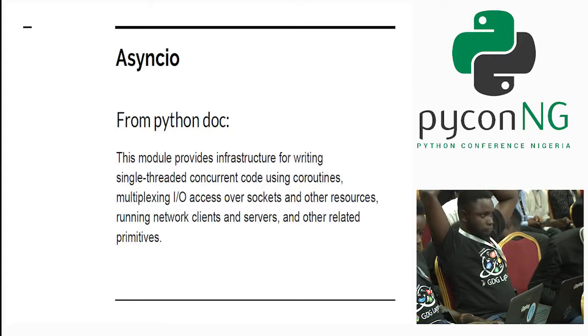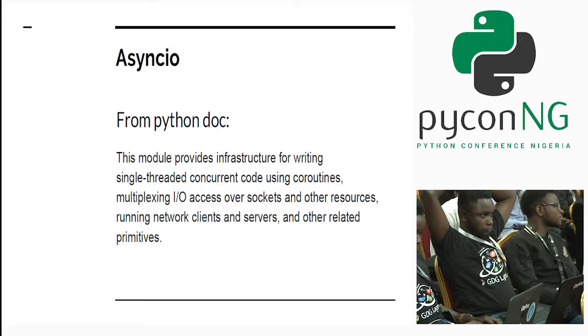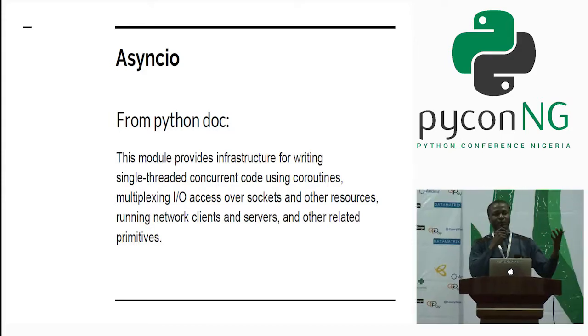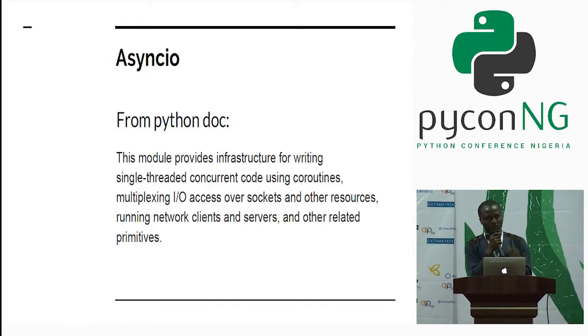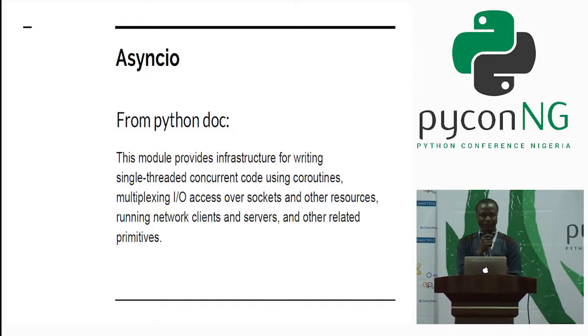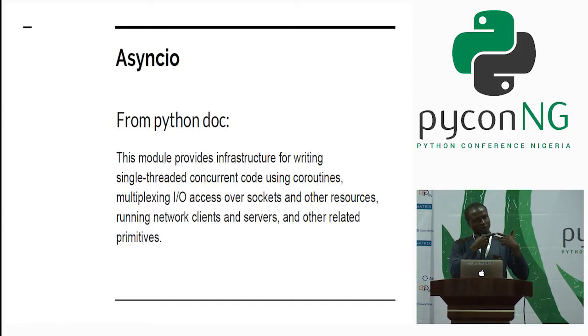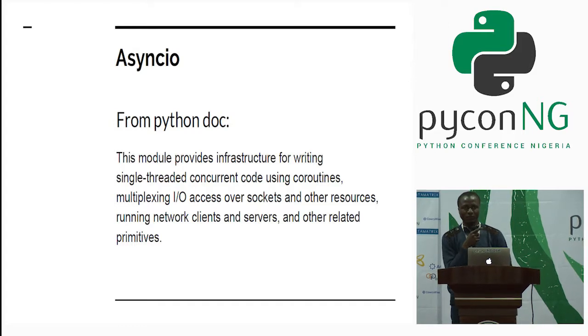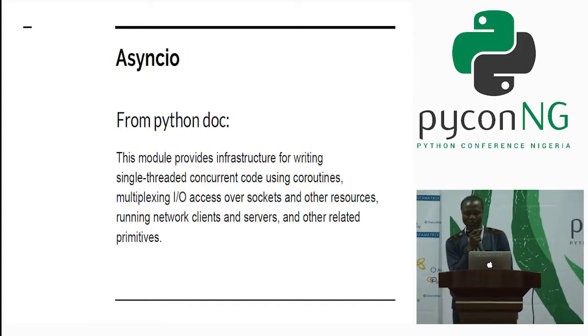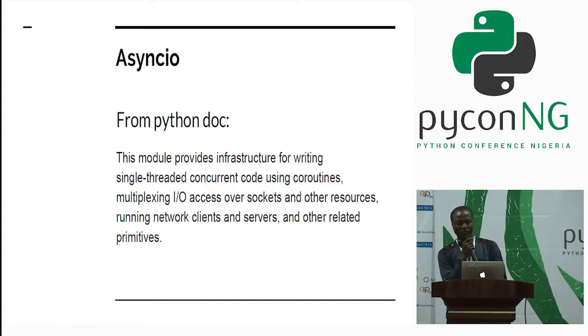So what does asyncio do? It's a module, as I said, part of the standard library. It provides infrastructure for writing single-threaded, concurrent code using coroutines, multiplexing I/O, accessing sockets and other resources, and running network clients and servers and other related primitives.